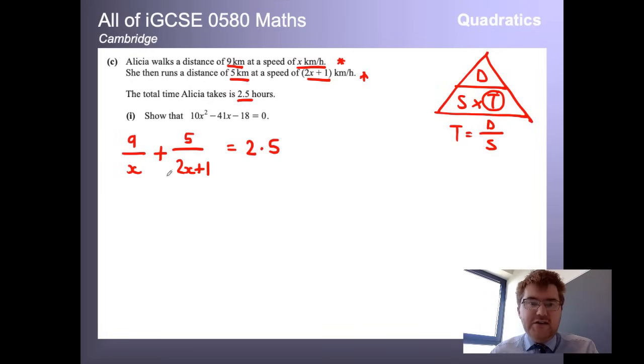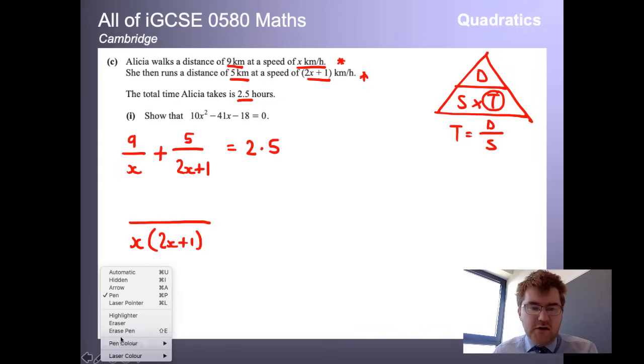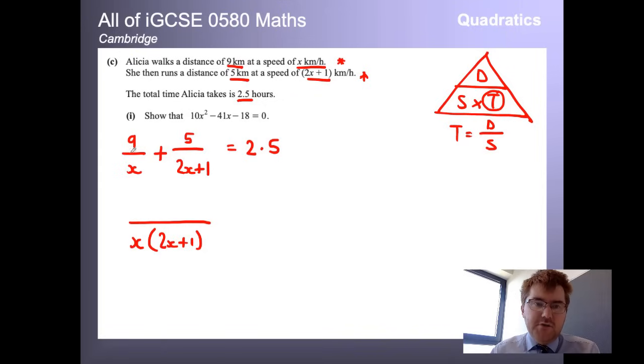So we're going to make a common denominator. Now the general way that we do this is we times the two denominators together. So that's what we're going to do here. We're going to multiply x by 2x plus 1. Now we need to work out what goes on the numerator, and we're going to use this cross effect here. So in order to work out the numerator, we multiply the 9 by 2x plus 1 and the x by the 5.